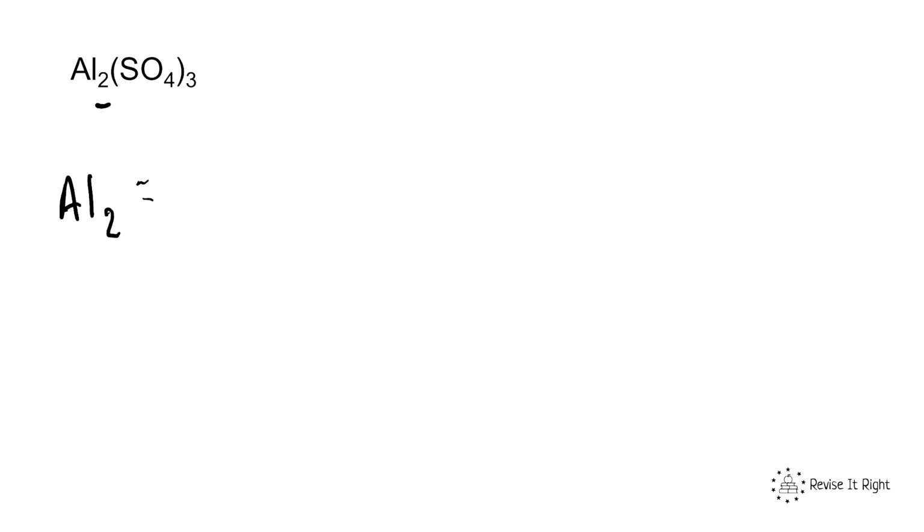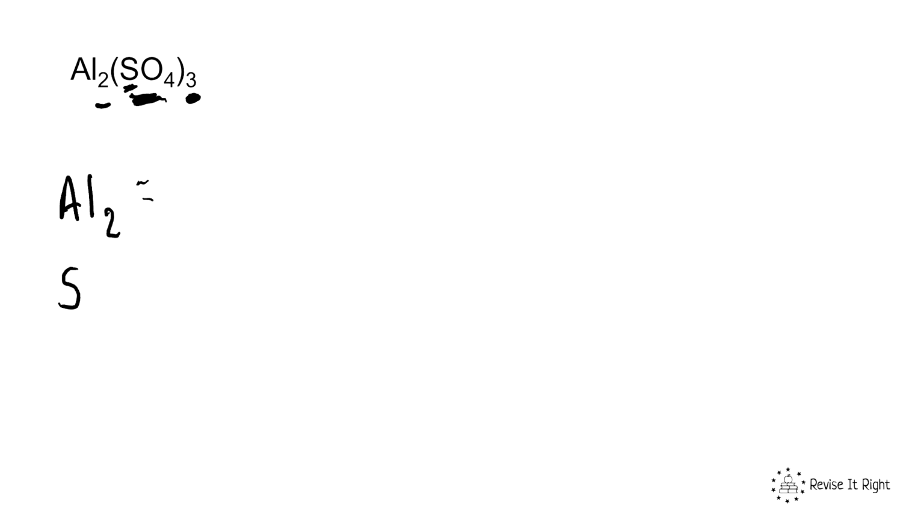Now this is where it may get a bit more confusing, or it may not. Everything that's in this bracket here is being times by this number here. So there are 3 lots of everything in this bracket. That can confuse some of you, but let's go through what I mean by that. So here we have our sulfur. There's only one sulfur here, but there's also 3 lots of those.